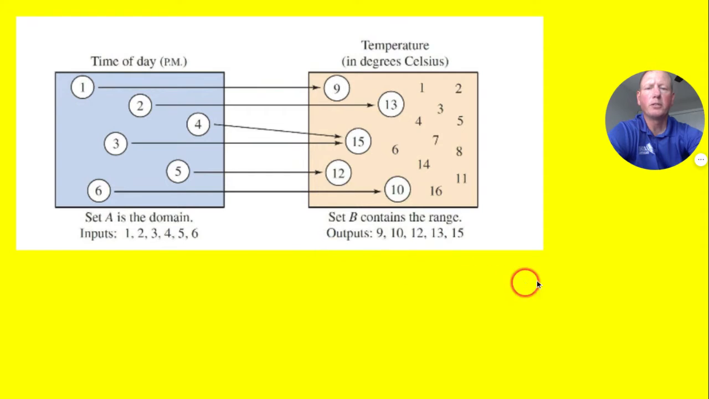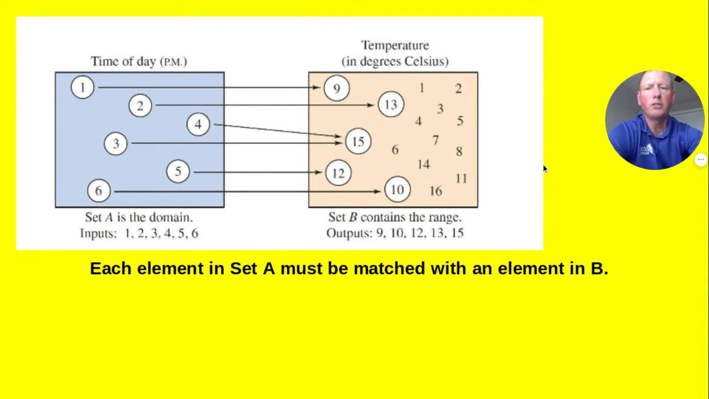Let's take a look at a table example here. Now this table represents a function also, the time of day as compared to the temperature in degrees Celsius. So notice for each element in the domain, it's paired up to an element in the range. Now the characteristics of a function, there are 4 basic characteristics. Number 1, each element in set A has to be matched with an element of B. So notice here at 3 o'clock it's 15 degrees Celsius. Well, at 4 o'clock it's also 15 degrees Celsius. That is okay for it to be matched up to the same element in the range.